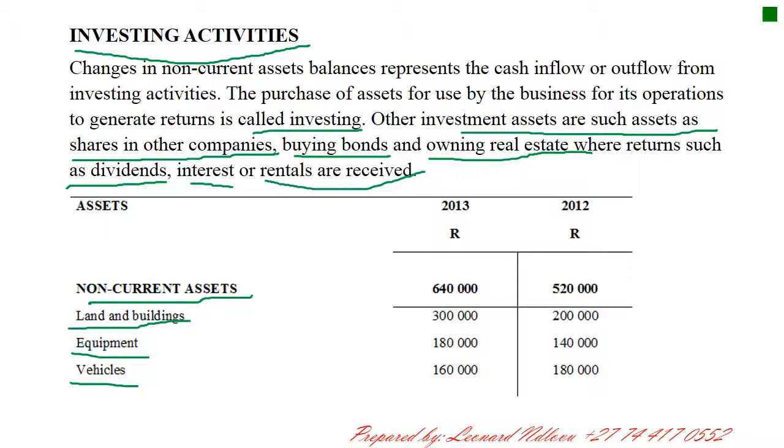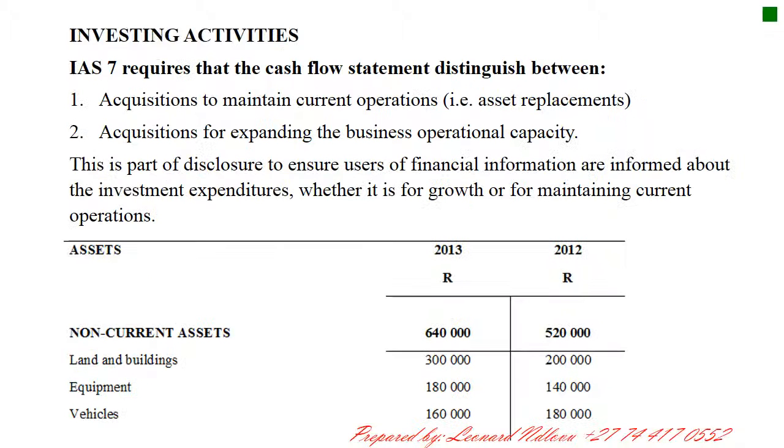So now when we look in the column for 2012, we had 200,000 worth of land. Obviously there was a change. We look at equipment, there was a change. We look at vehicles, there was a change. Now we want to know what really happened. Was it a cash inflow or a cash outflow?